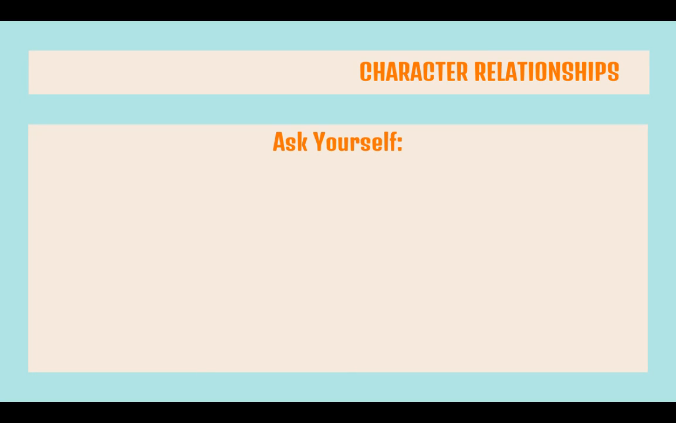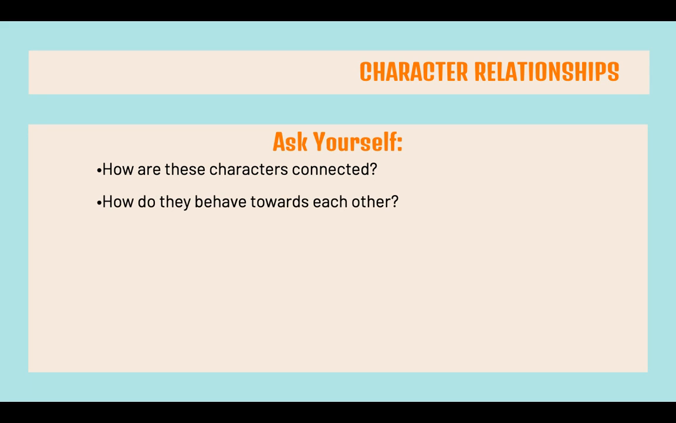So these are some questions. Remember when I said character relationships, that is you thinking about how one character interacts with another. So what do they say to each other? How do they behave? All of that stuff. Okay. So you can ask yourself, how are these characters connected? Are they siblings? Are they friends? Are they enemies? Are they neighbors? Why are these two characters interacting with each other? How are they connected? How do they behave towards each other?